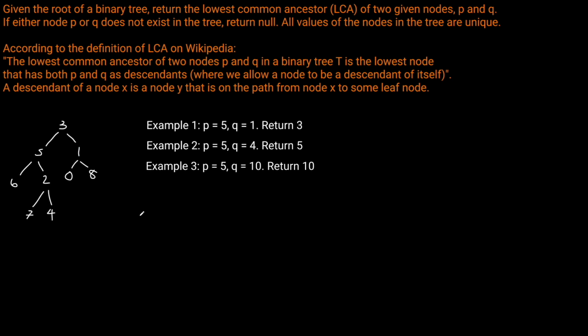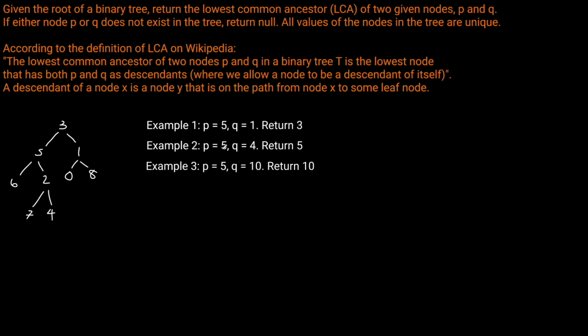So we have this tree here, and we're told that P equals 5 and Q equals 1. So 5 and 1, we can see that the lowest common ancestor is going to be this 3, right? Because this is the first point where they converge when going up the tree. So that's how we get 3.